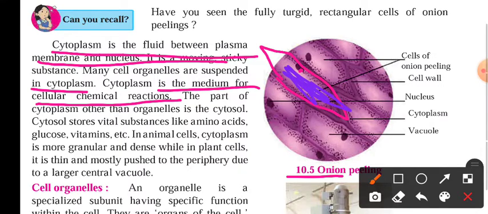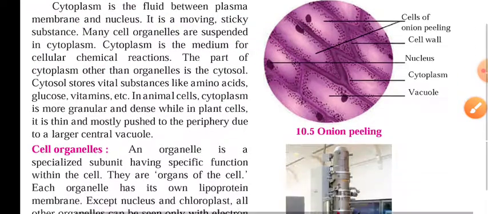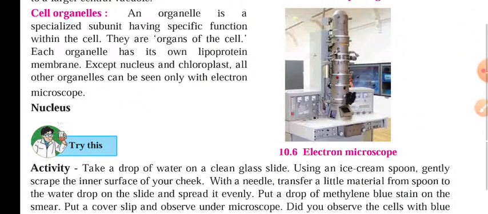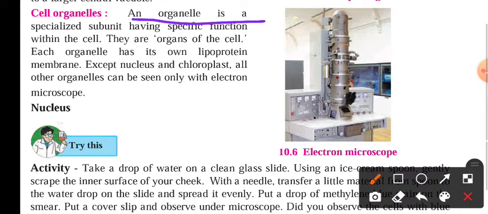Okay, now further are the other cell organelles. An organelle is a specialized subunit having a specific function within the cell. They are the organs of the cell. Just as we have organs like the liver, lungs, kidney and so on, in exactly the same way these are the organs of the cell.